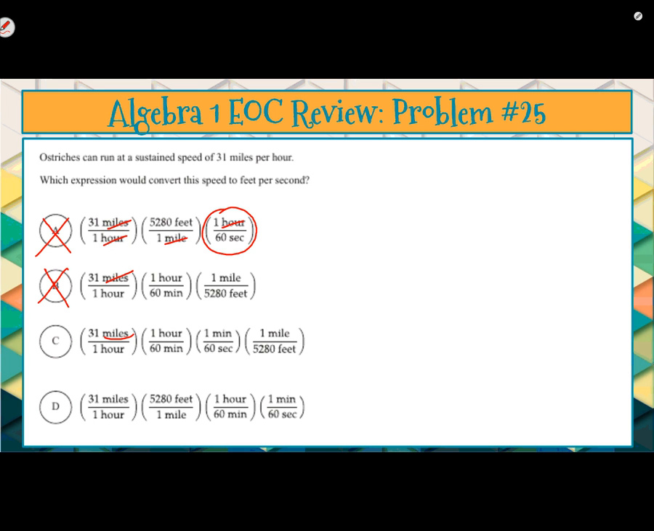Look here, miles and miles are both on top. That's not going to work. So we've got miles canceling with miles, hours canceling with hours, and minutes canceling with minutes. Let's double check all of these. Is there 5,280 feet in 1 mile? Yes. Is there 60 minutes in an hour? Yes. Is there 60 seconds in a minute? Yes. We're going to choose D as our correct answer.